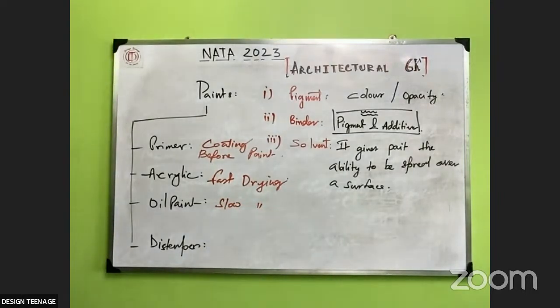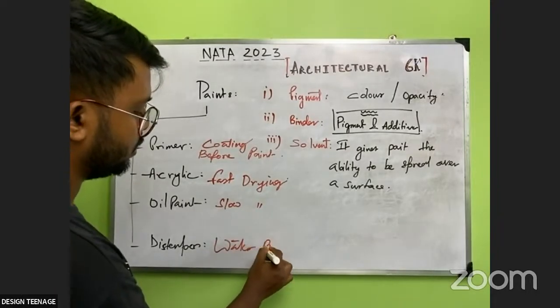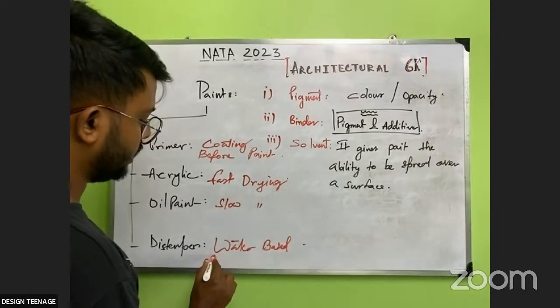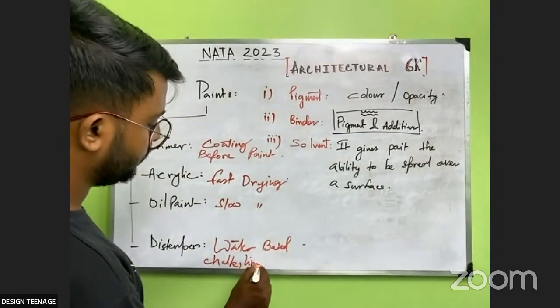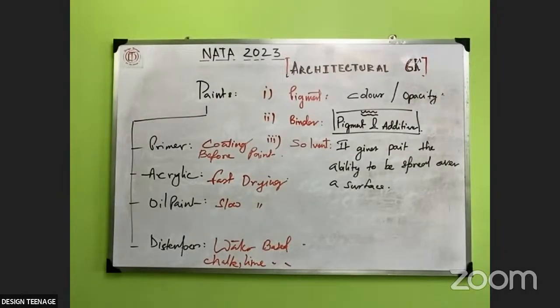Then we have distemper. What is distemper? The major constituents of distemper are chalk, lime, water, and some coloring agents. It's water based. This is a water based paint. Its constituents are chalk, lime, etc. So these are the 4 kinds of paints that we need to know.